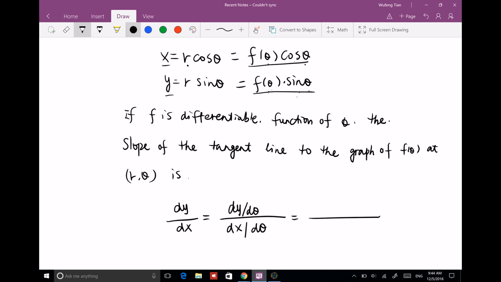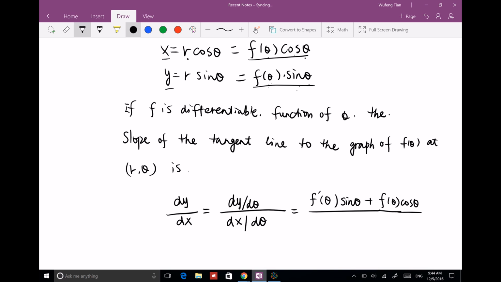So dy over d theta is f prime of theta, the first derivative first, multiply the second, plus keep the first, derivative of the second, sine, is cosine. In a similar way, we do dx over d theta here. So the derivative of the first is f prime of theta, keep the second, plus, since the derivative of cosine is negative sine, it's minus f sine.